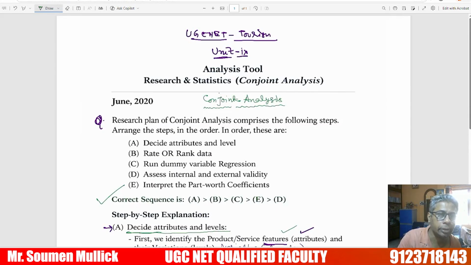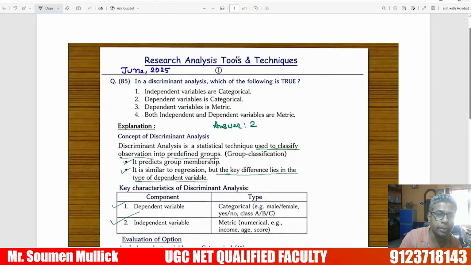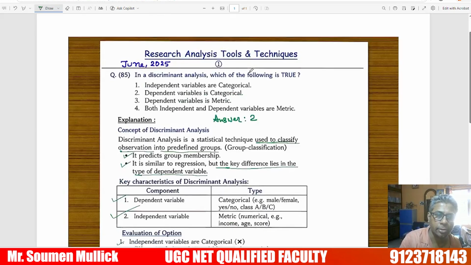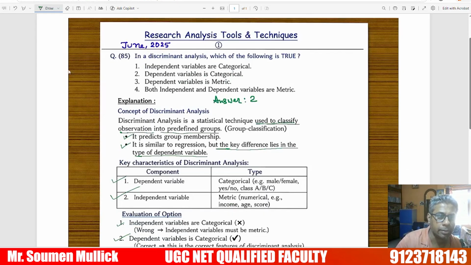The next question. This question is based on discriminant analysis. In discriminant analysis, which of the following is true? They have given the options: independent variables are categorical, dependent variables are categorical, dependent variables are metric, both independent and dependent variables.